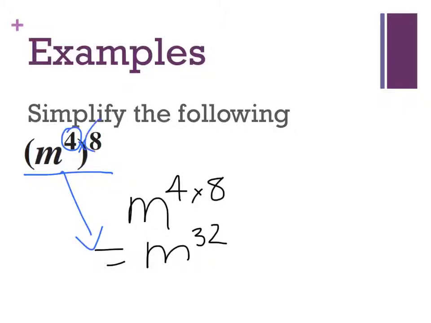4 multiplied by 8. If you want to look at this another way, remember how I always tell you that brackets mean times? You multiply everything that's on the inside of the brackets with what's on the outside.